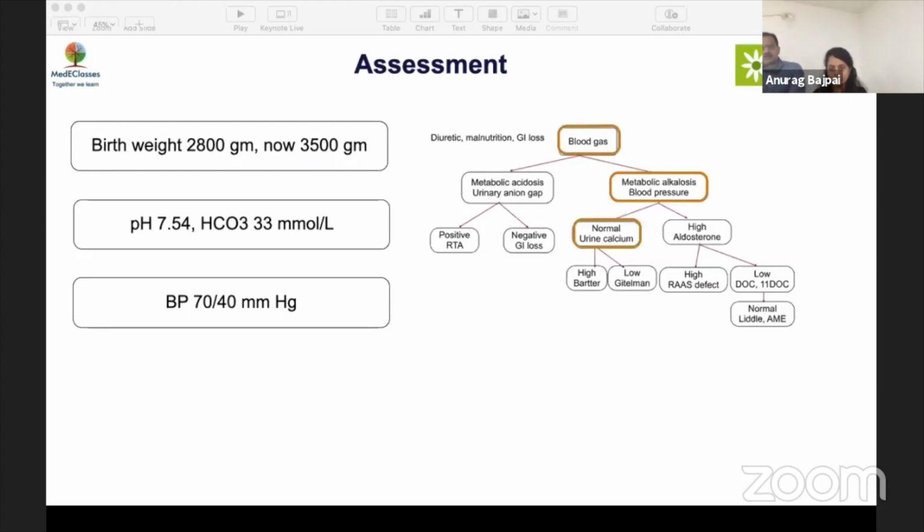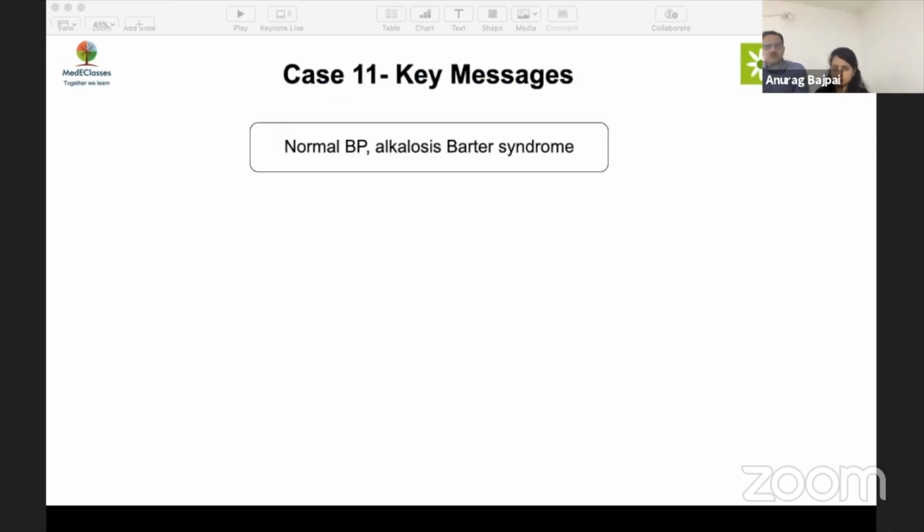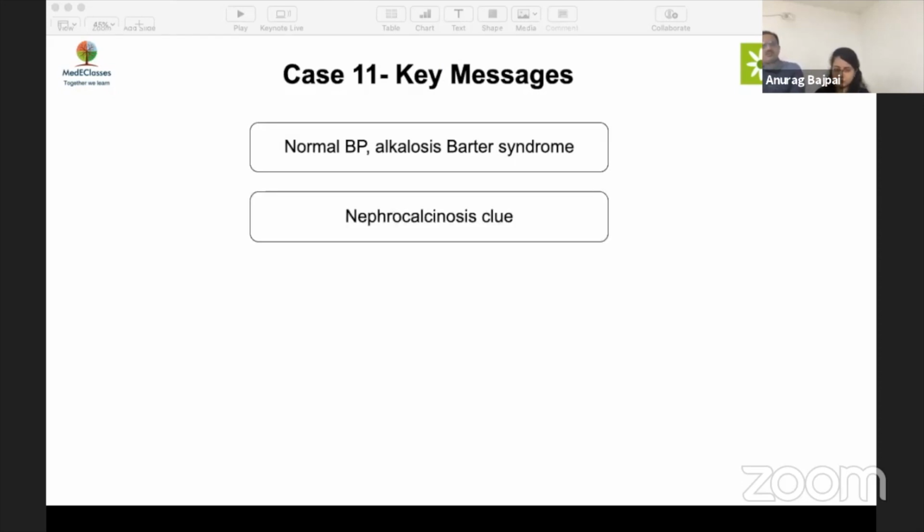So again, as we said, if you have alkalosis, the first thing is to look at blood pressure. If the blood pressure is normal, in this case, we have excluded all the aldosterone excess causes, and there is nephrocalcinosis. This is a classical presentation of Bartter syndrome, and we have to treat them with indomethacin, and there will be a response. So always consider Bartter syndrome in normal BP, hypokalemic alkalosis, and they can be quite severe with early onset hypercalciuria and nephrocalcinosis.